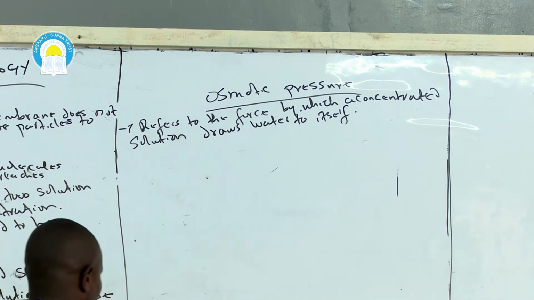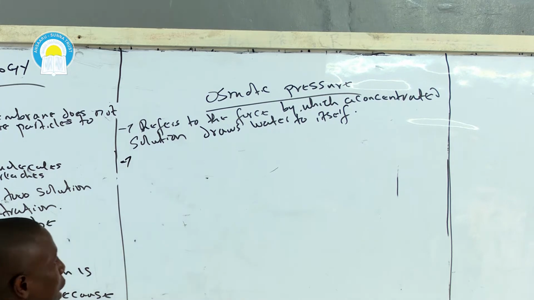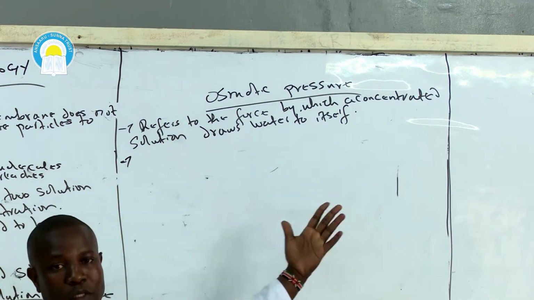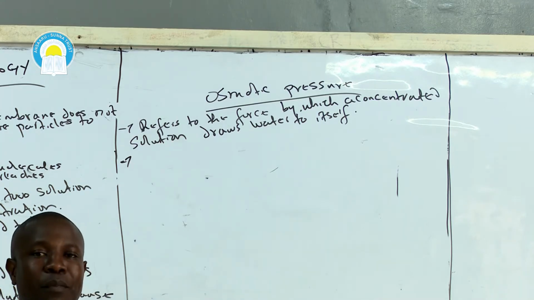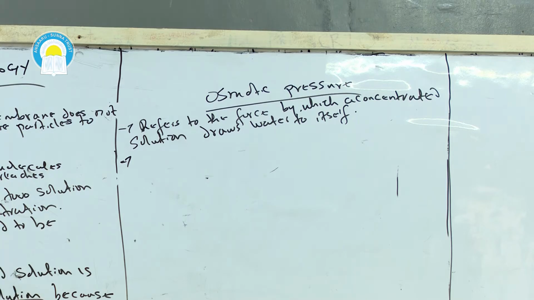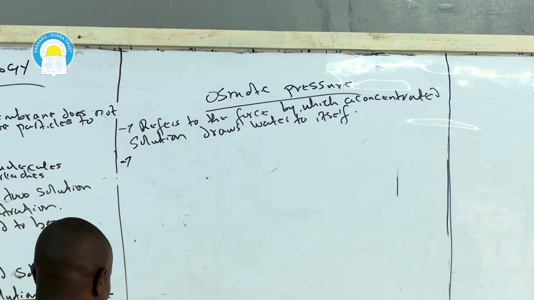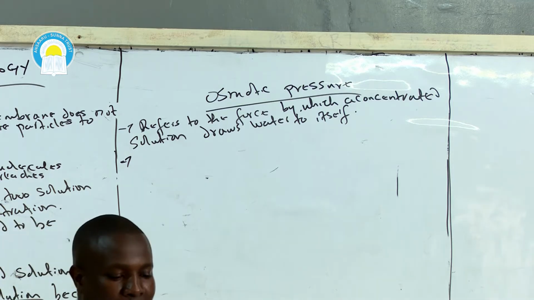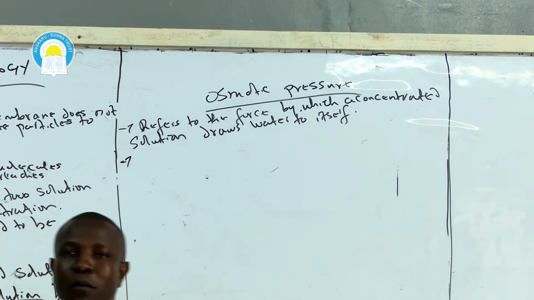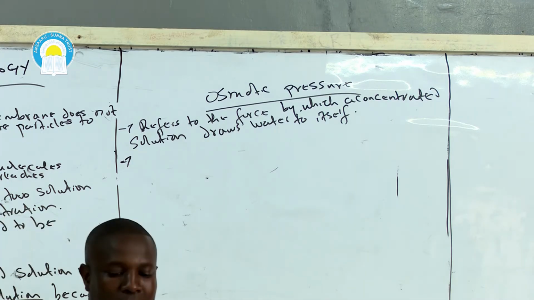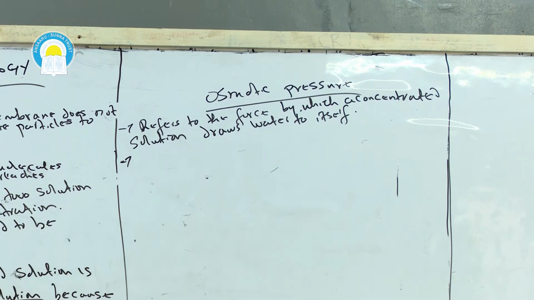When a concentrated solution is separated, remember a concentrated solution I said is a solution that has more solute than solvent. Its example of the name is called what? Hypertonic, a highly concentrated solution. So I'm being told, when a concentrated solution is separated from distilled water by a semi-permeable membrane, the concentrated solution will develop a force which draws water.